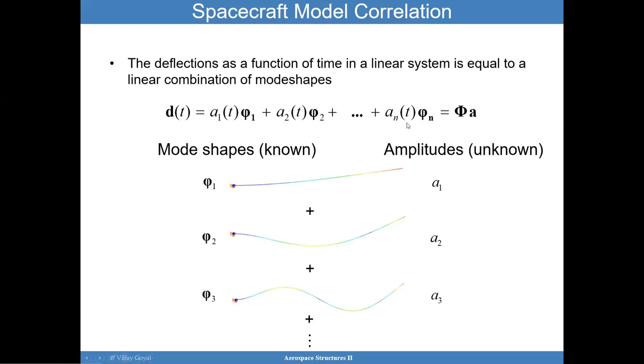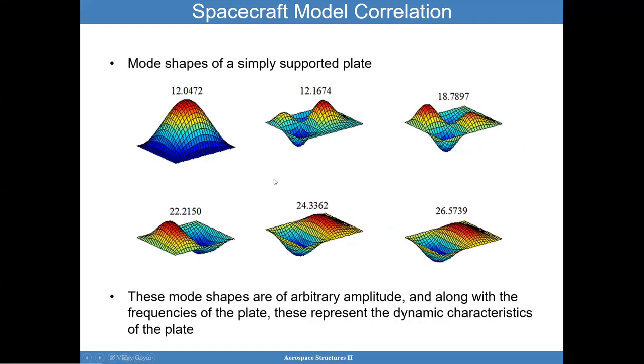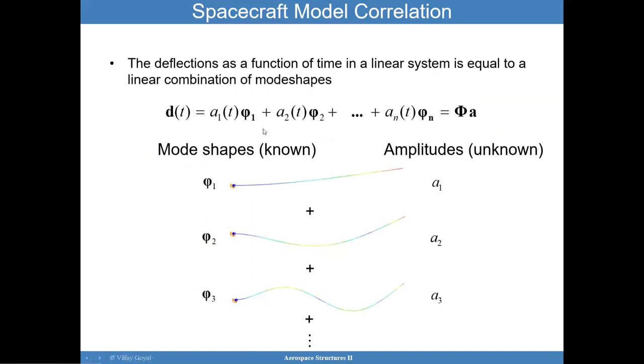What if the total deflections can be found as a linear combination of these mode shapes? So what if the total deflections of the system can be found by combining these mode shapes, and I just need a little bit of this, a little bit of this, a little bit of that, and add up these responses to get a total response? And so that's exactly what we're talking about here.